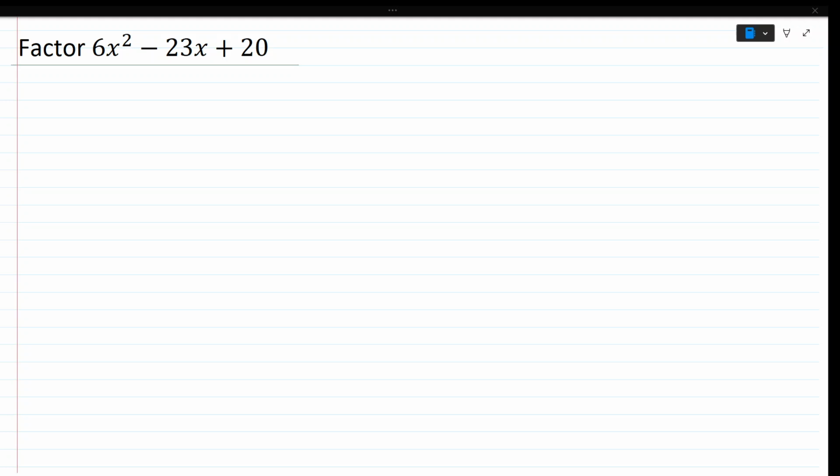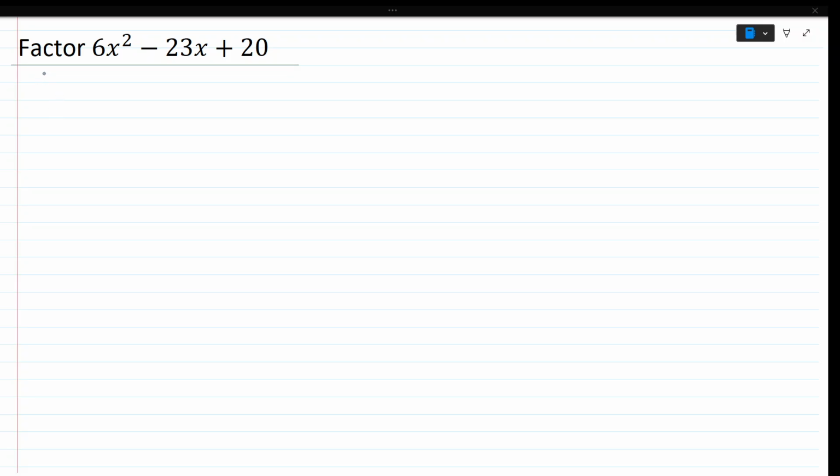In this video, we'll go over an example of using the AC method of factoring a trinomial where the leading coefficient is not 1. Now remember, the first thing to do for any factoring question is, can you factor out the greatest common factor? In this case, we have 6x squared minus 23x plus 20. So there is no common factor that we could factor out. So we next see, okay, let's use the AC method.